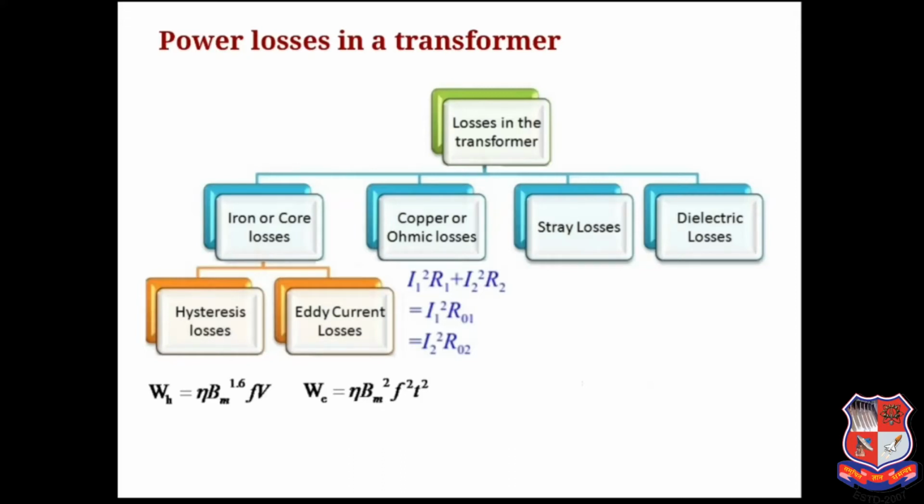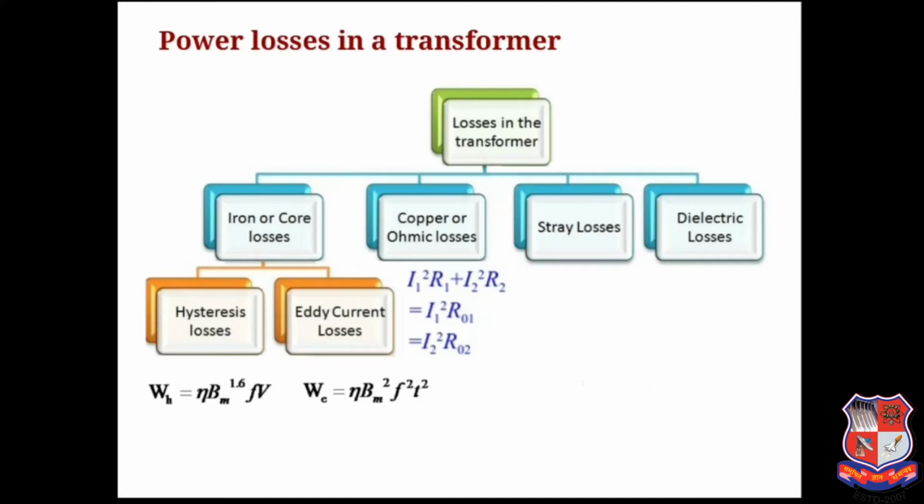Eddy current losses, WE, its equation is eta Bm raised to 2 F square T square. Here also Bm is the maximum flux density, F is the supply frequency, and T is the thickness of the lamination which is used in the core. Later we will discuss hysteresis losses and eddy current losses, and how to reduce them.